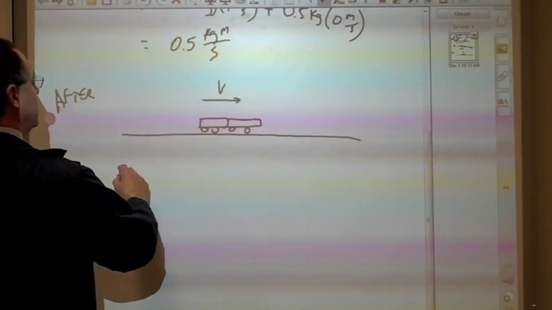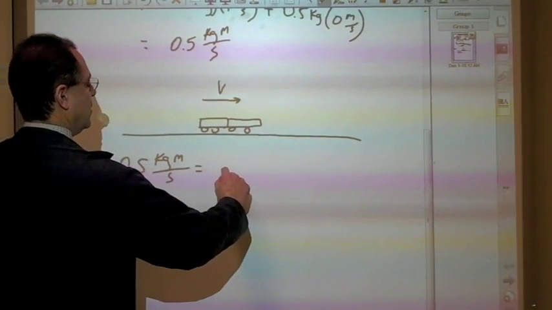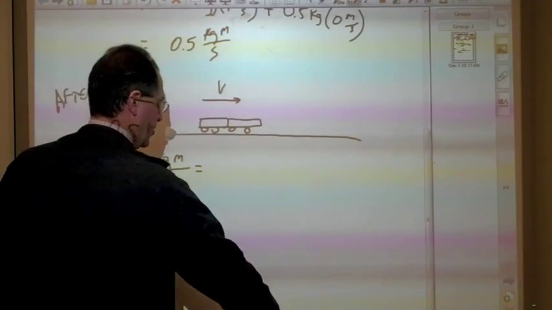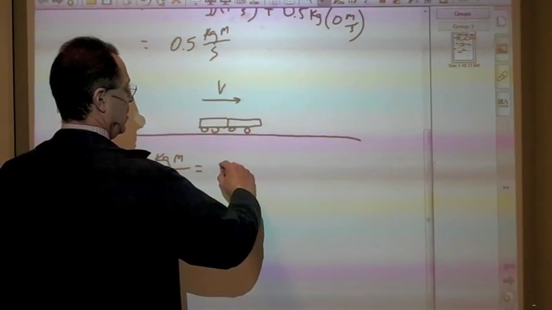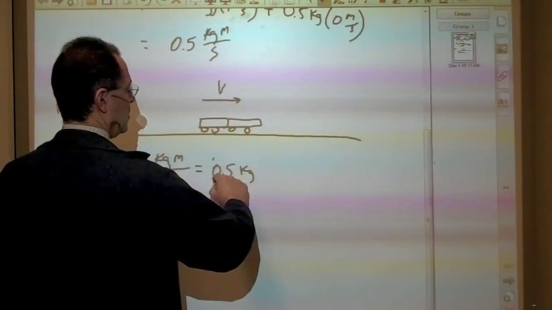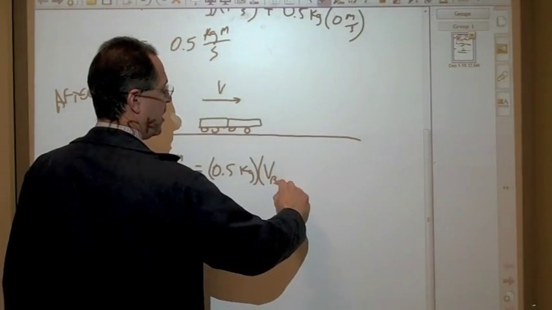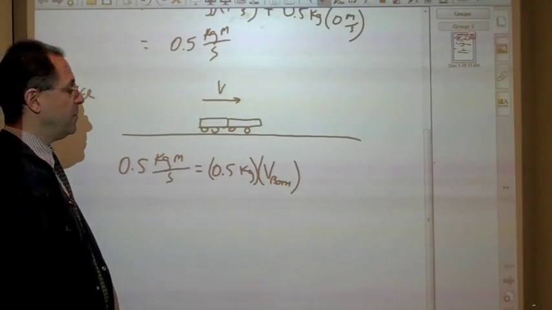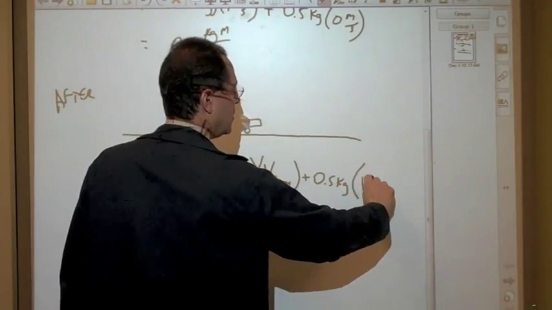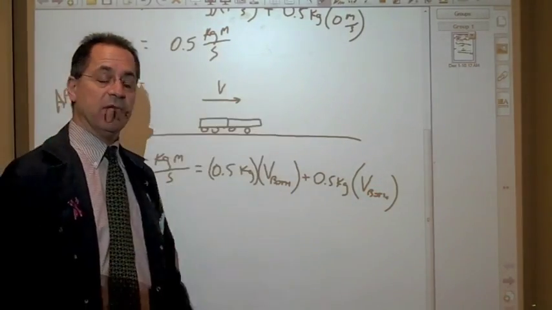So we can say 0.5 kilogram meters per second is equal to the total momentum of the system, which is the 0.5 kilogram mass, the first cart, times the velocity of that cart, which we'll call velocity of both because they're both moving off together, plus 0.5 kilograms times the velocity of both again. Okay? Both carts are moving at the same velocity.